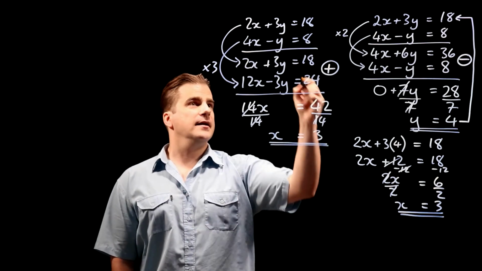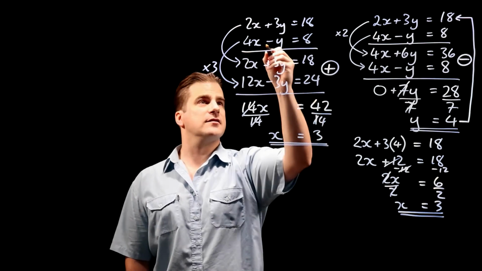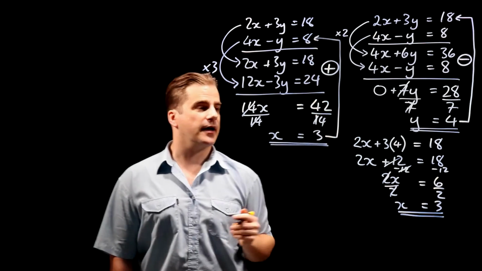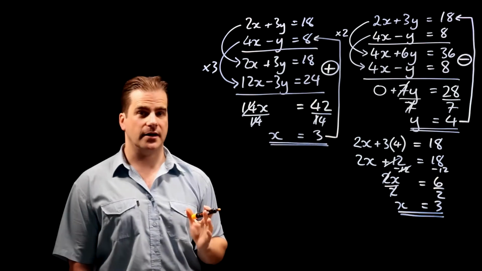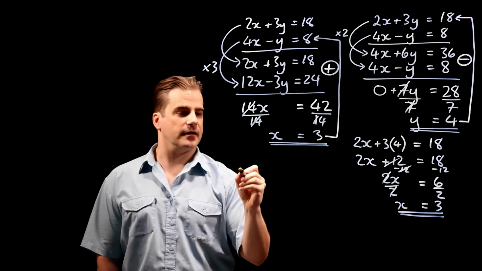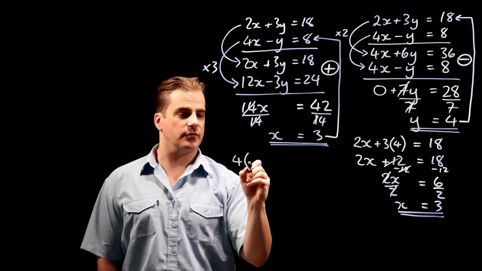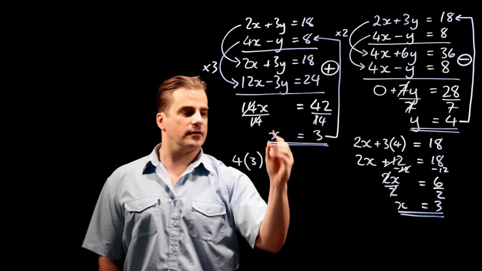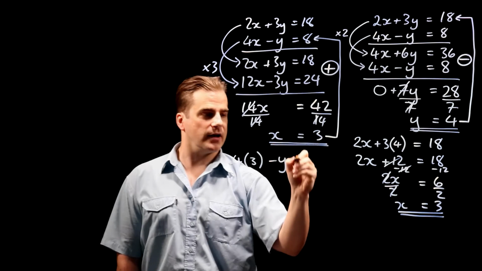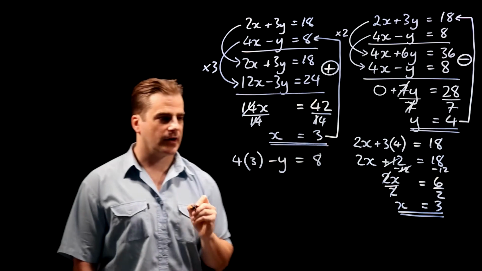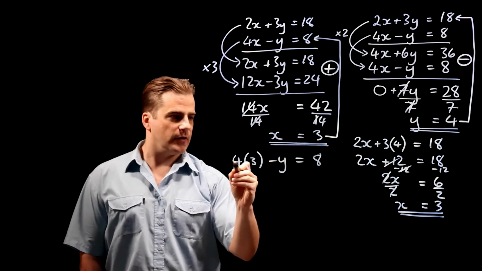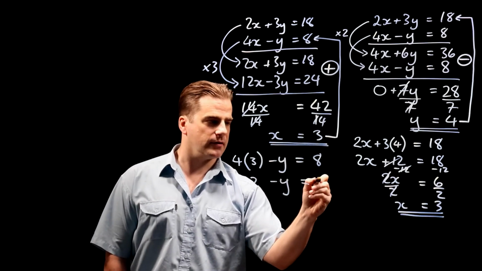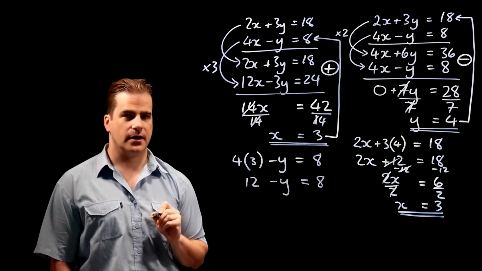So, let's sub back in. And this time, I'm going to sub back in to the second equation, just for fun. Again, to show you, it doesn't matter which equation you sub back into. So what do we get? We get 4x, use brackets to sub in, x is 3. 4x minus y equals 8. Okay? Multiply the bracket, 4 times 3 is 12, minus y is the same, equals 8. Okay?